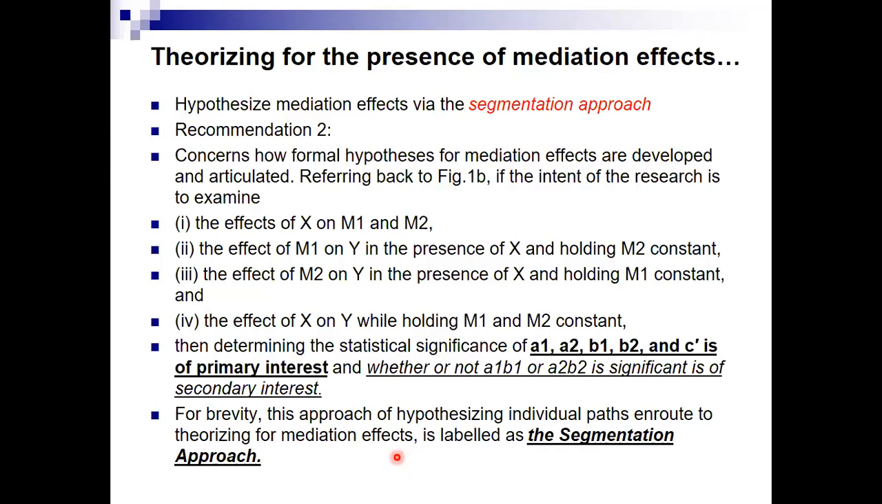So you need to examine the effects of X on M1 and M2, the effects of M1 on Y in the presence of X and C and holding M2 constant, the effects of M2, etc. All this kind of stuff. Then determine the statistical significance of the paths: A1, A2, B1, B2, and C.